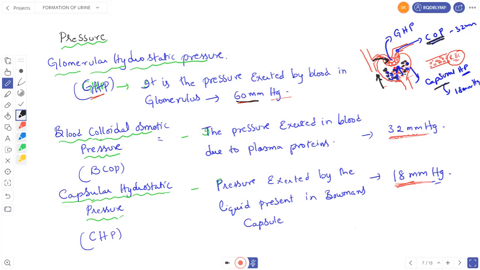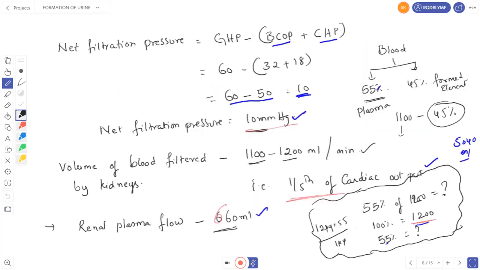So the 60 millimeters of mercury is opposed by 32 plus 18 millimeters of mercury. Total it comes around 50 millimeters of mercury. So this 50 is opposing the 60. Then what is the net filtration pressure? Net filtration pressure is glomerular hydrostatic pressure minus blood colloidal osmotic pressure plus capsular hydrostatic pressure, that is 60 minus 50 equal to 10. So the net filtration pressure is 10 millimeters of mercury. So this 10 millimeters of mercury causes the filtration of the blood.